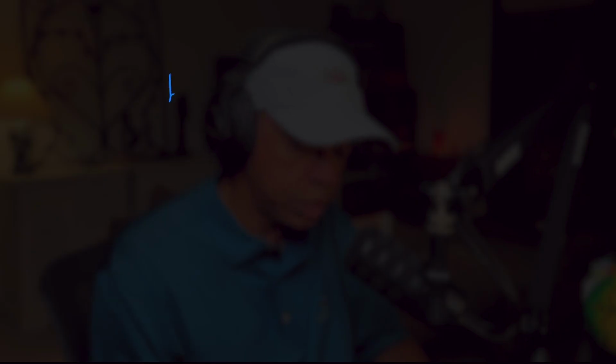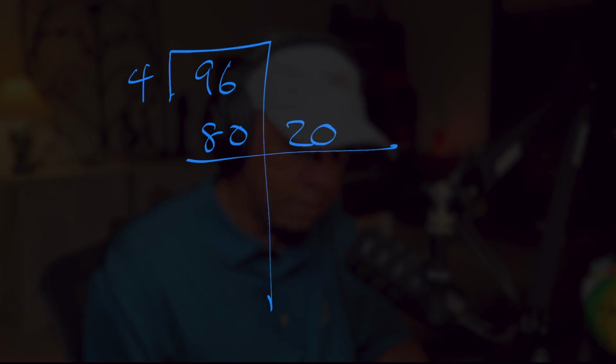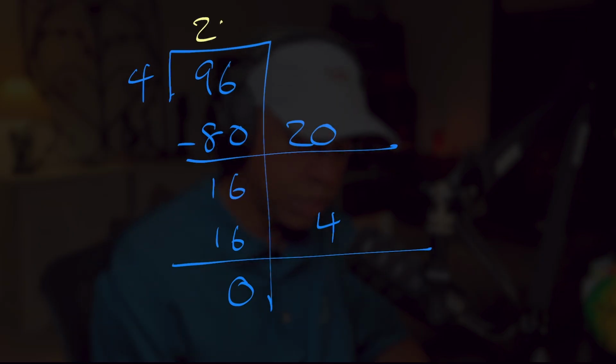Using the partial quotients method, I have 96 as my dividend and 4 as my divisor. And if I go ahead and put 20 groups of 4, that's going to leave 16. And then if I have 4 more groups of 4, that will exactly zero out my problem. And I can tell that 20 plus 4 is going to be 24. The answer to my question, my quotient, is 24 blocks.